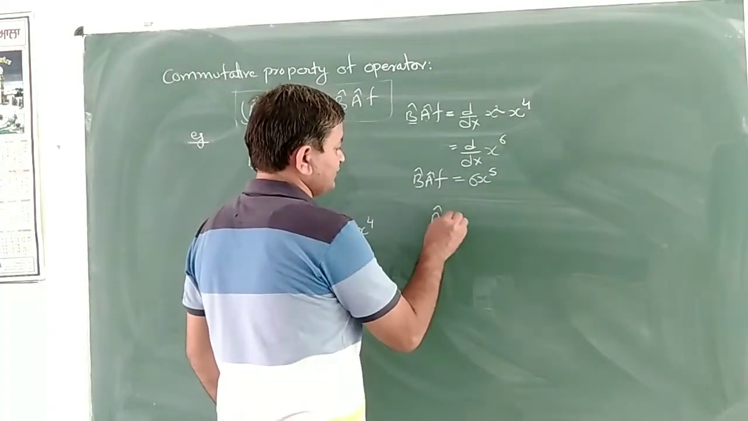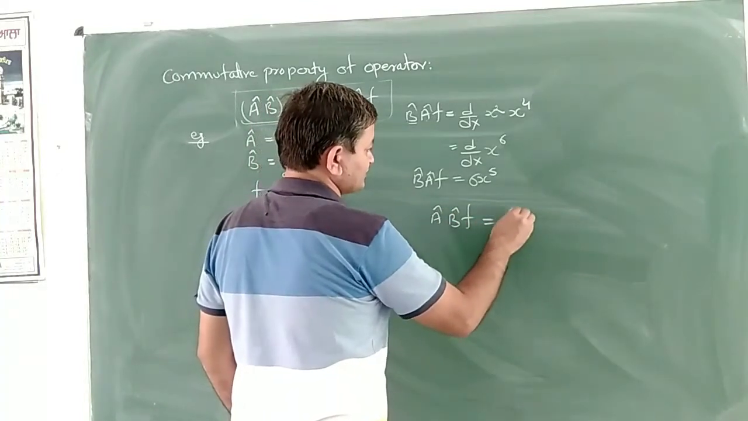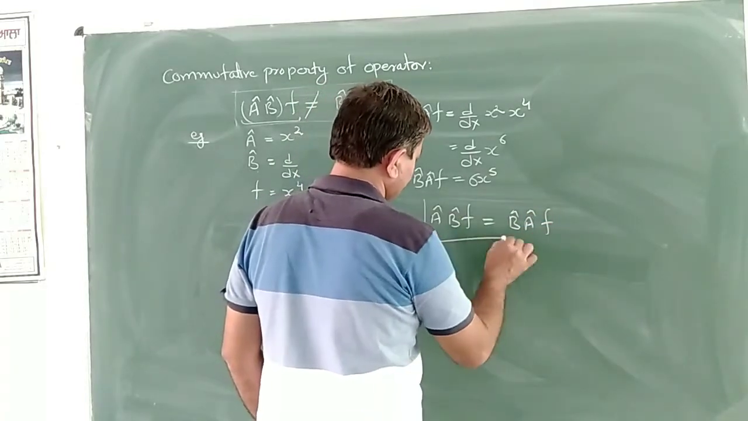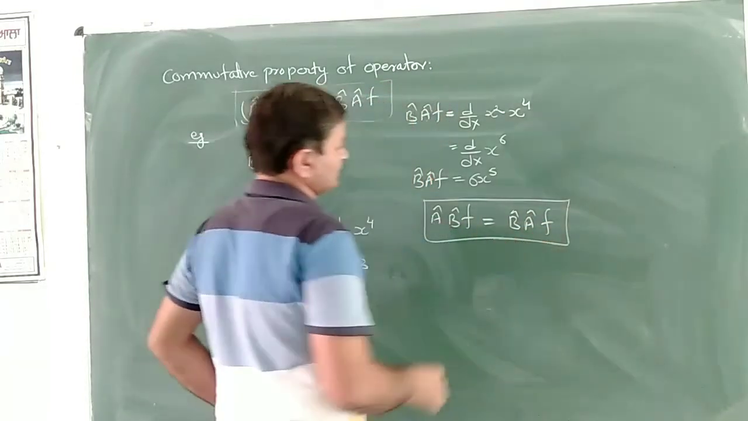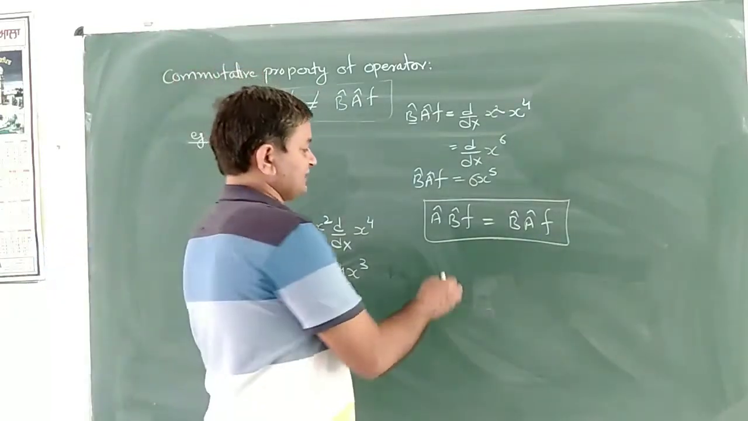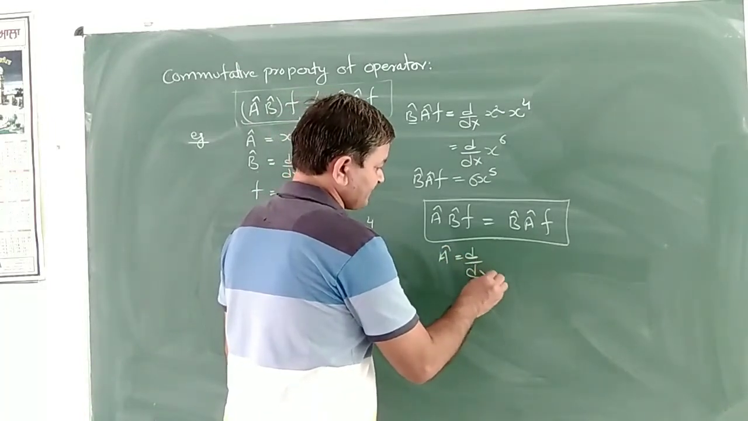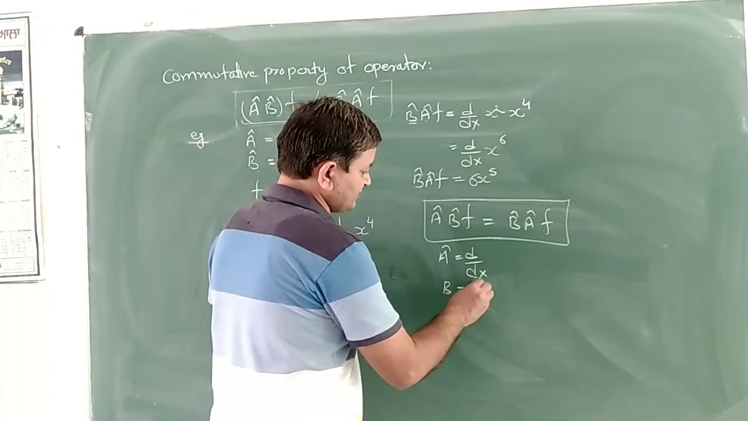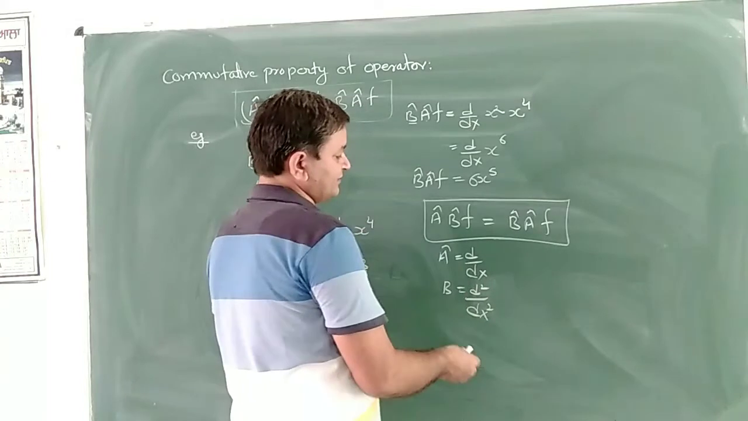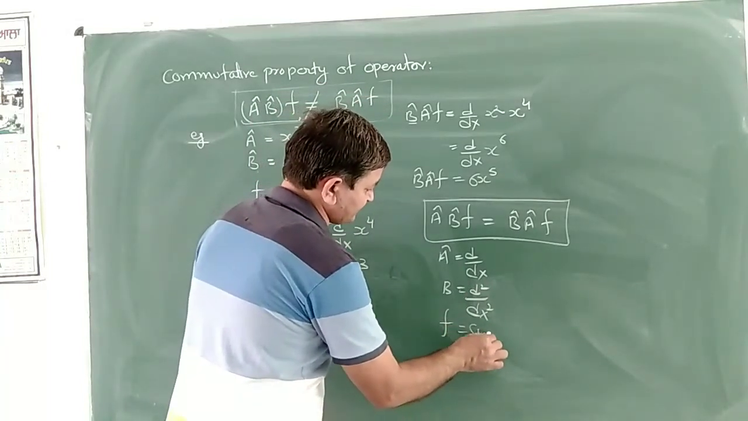That is, this is A operator and this B operator and the function. This is equal to this B operator, then A operator and the function. If they are equal to each other, then what is the condition in that? So therefore, here यहाँ पे A operator जो है वो d by dx है, and this B operator is the d square divided by dx square है. And the function है that is equal to sin x.